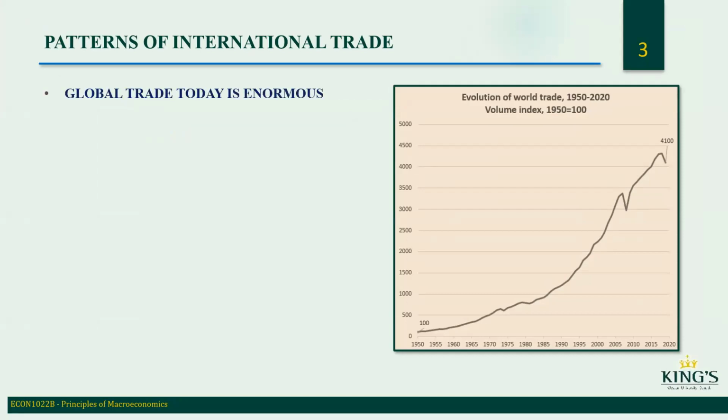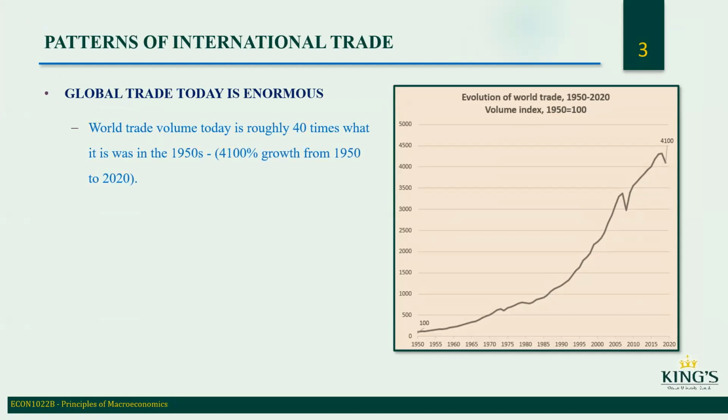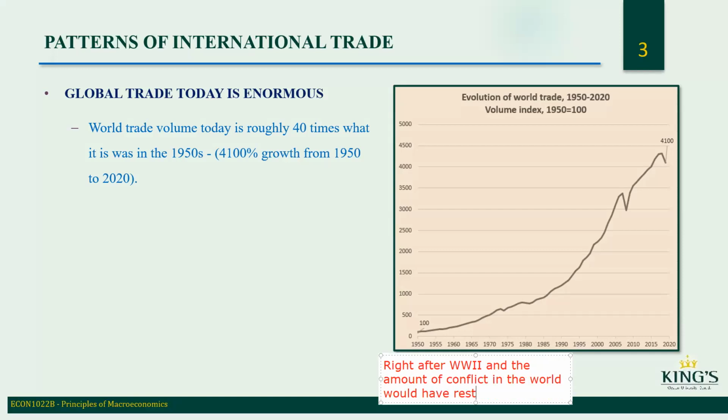So global trade today is enormous. World trade volume today is roughly 40 times what it was in the 1950s. So about 4,100% growth from 1950 to 2020. So this has been very beneficial for the world. Around 1950, that was right after World War II, and the amount of conflict in the world would have restricted trade.